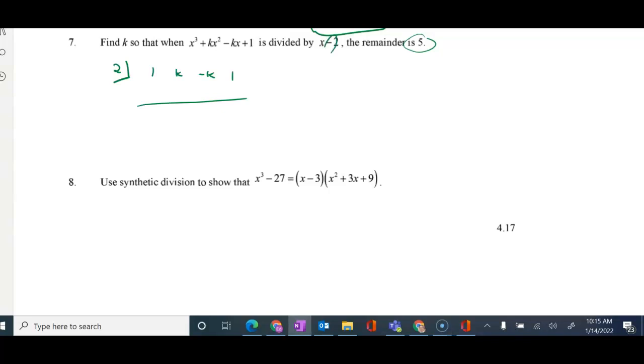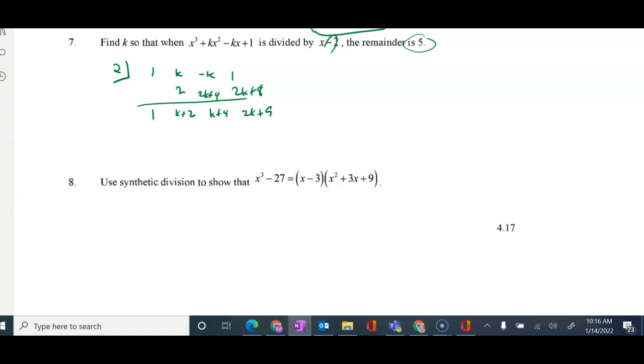We put the 2 in the box, put the coefficients, and ready to go. 1 times 2 is 2. When I add, that's k plus 2. When I multiply, that's 2k plus 4. When I add, that's k plus 4. When I multiply, that's 2k plus 8. When I add, that's 2k plus 9.